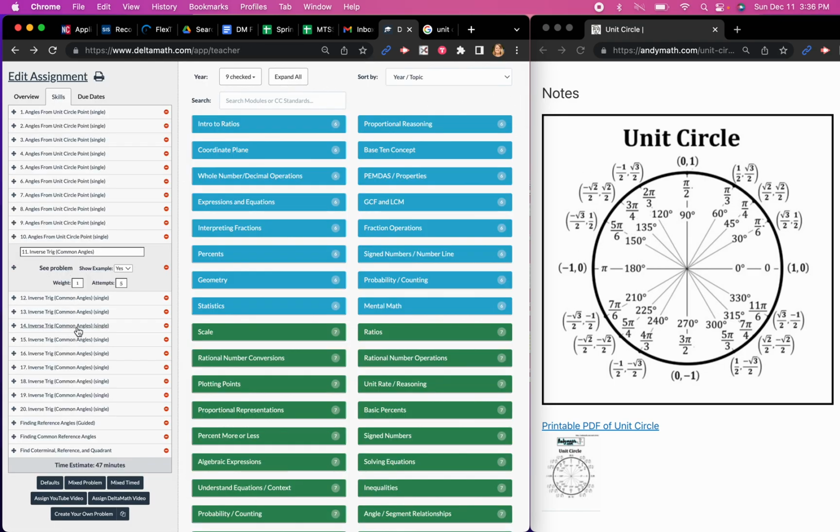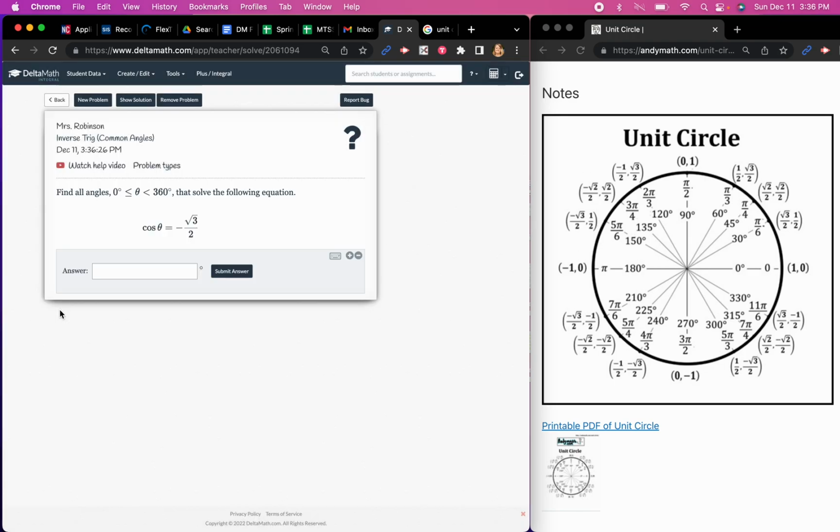So if there are some that have like 2 answers, let's do this one. So again, find all angles. So it might be 1 or it might be more than 1. But where is the x value -√3 over 2? Because remember, cosine is x. So if you think about x being negative, x is only negative to the left of the origin. So that's going to be here in quadrant 2 and in quadrant 3.